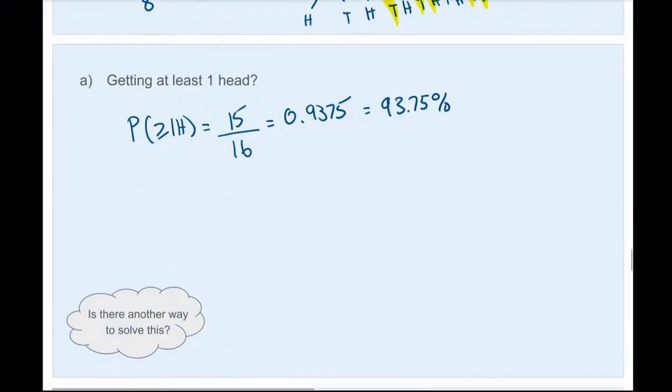So going through and solving this, you should get that it's a 15 over 16 probability of getting at least 1 head, which works out to about 93.75%. So you may have solved it one way, but there are actually 2 ways that you can solve this. So if you solved it one way, hopefully you tried to think about at least another way to solve it. If not, we are going to look at both ways, because it will be helpful to know both methods.